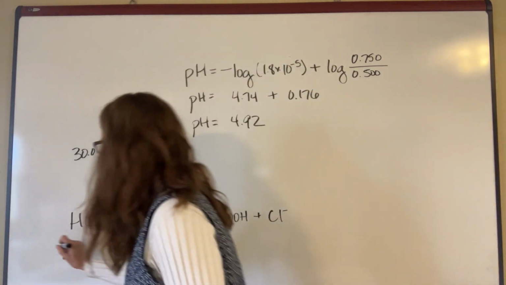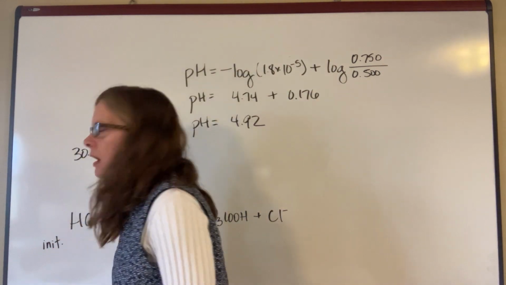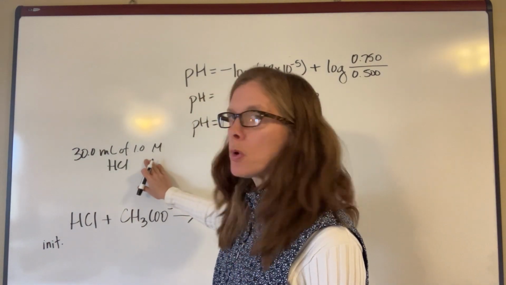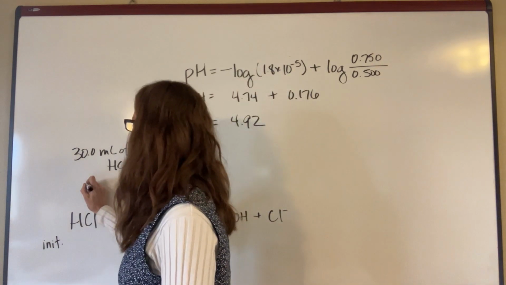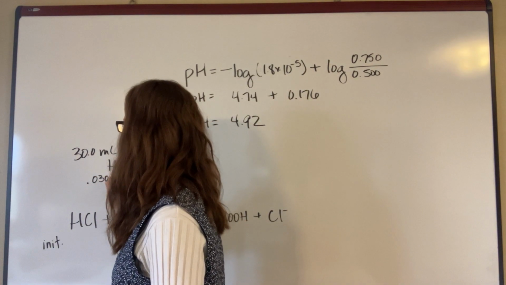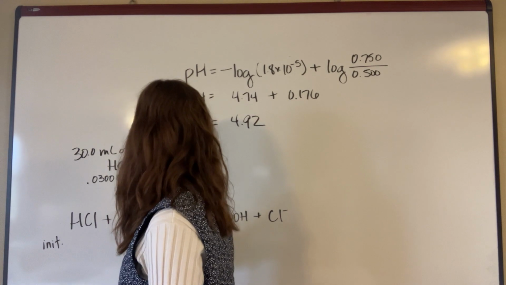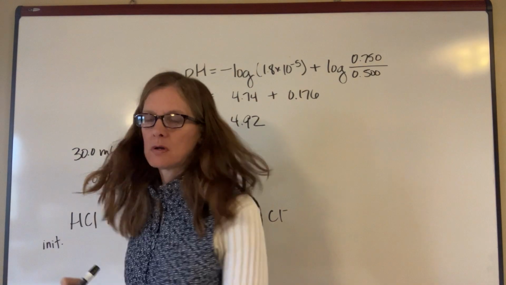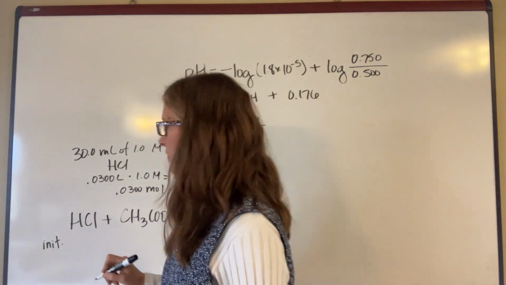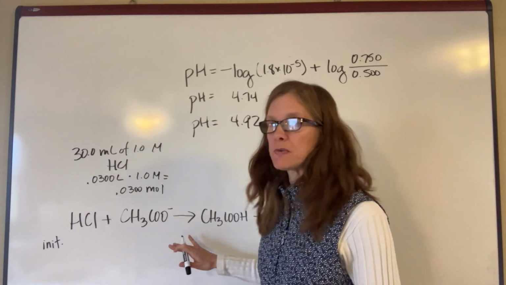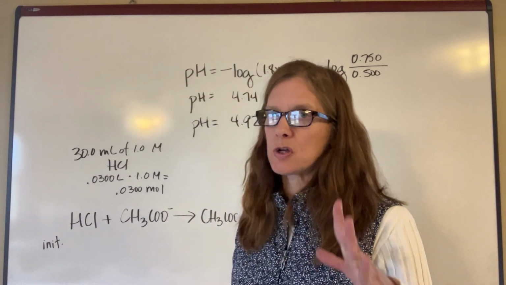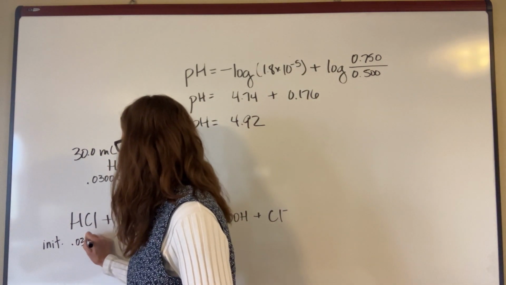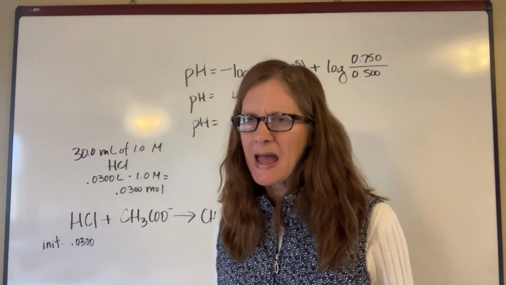So initially, what kind of concentrations am I looking at? Well, 30 milliliters of 1 molar HCl, that's going to be 0.0300 liters times 1 molar equals 0.0300 moles of HCl, okay? So that's how many moles I have. Remember that when we deal with this, we've got to do moles and not concentrations. So there's going to be a lot of flipping back and forth between these things. So initially, I have 0.0300 moles of hydrochloric acid.